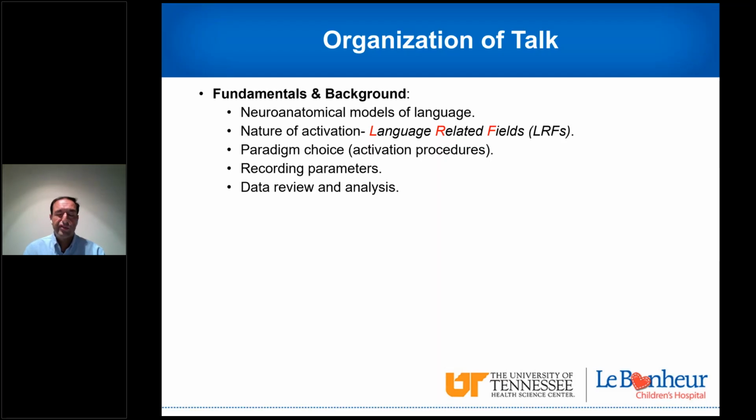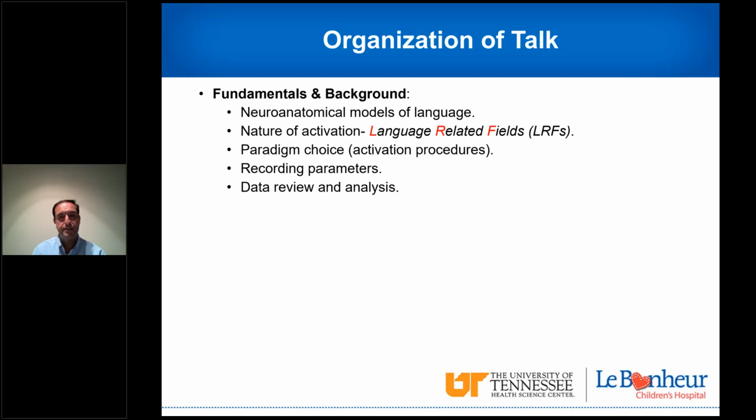So we'll just go through the neuroanatomical models of language in a very simplified way, which form the basis of how MEG language mapping has developed, what the nature of the activation is, basically what constitute language-related fields, what are the activation procedures and paradigms that are used for doing language mapping.